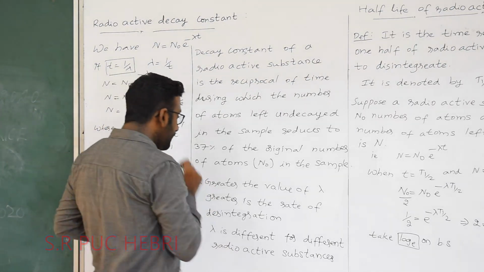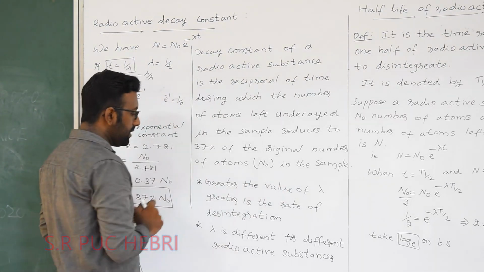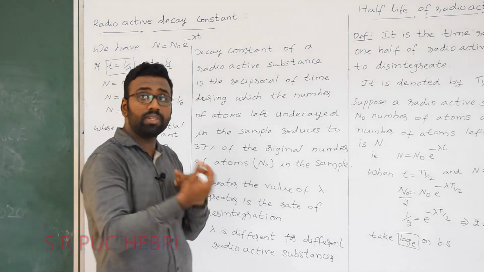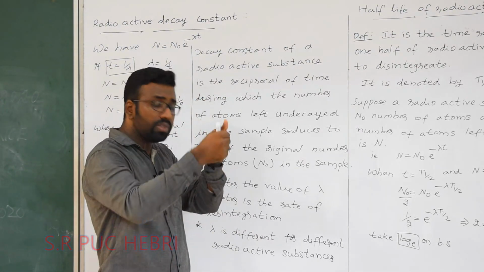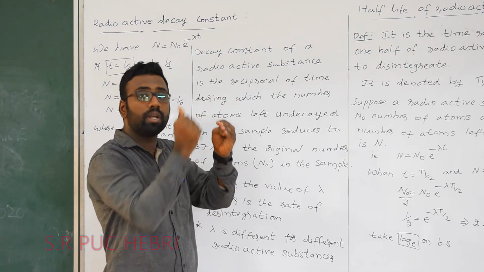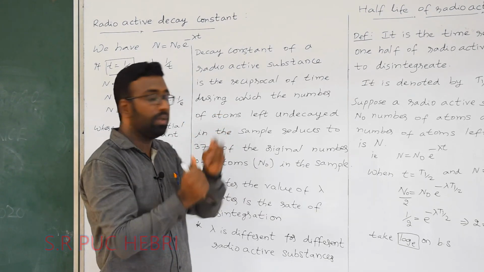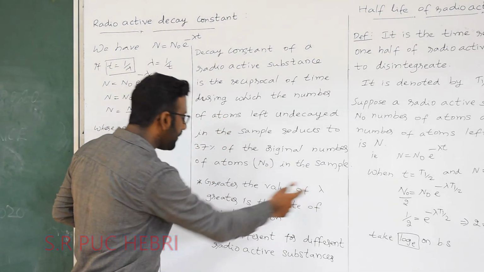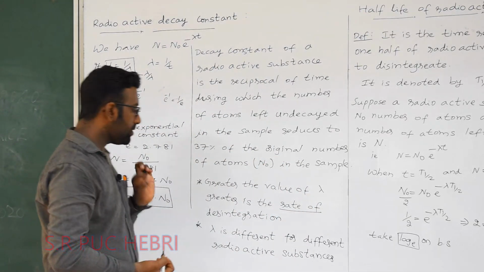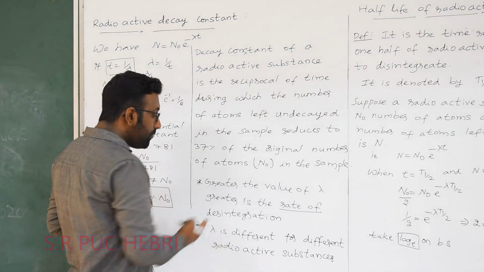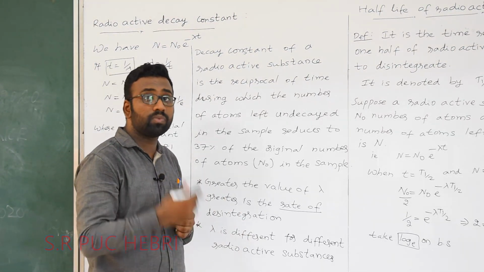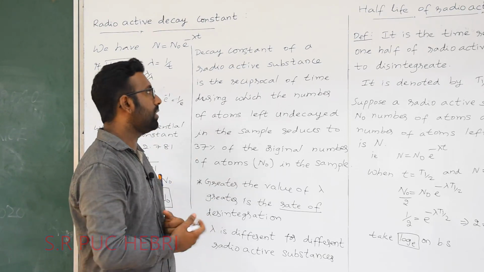Then, greater the value of decay constant, greater is the rate of disintegration. You know what the rate of disintegration is? It is the time during which the original number of atoms reduces to the number of atoms at a particular time. So when we have a greater value of lambda, greater will be the rate of disintegration. Also, lambda is different for different radioactive substances. So all the radioactive substances will not have the same value of decay constant.